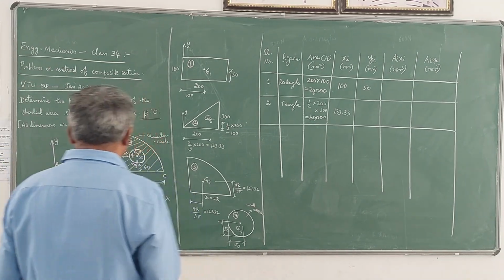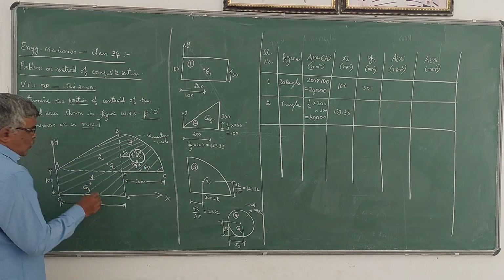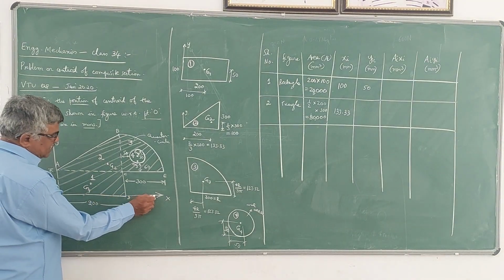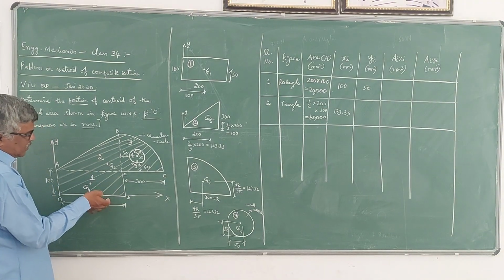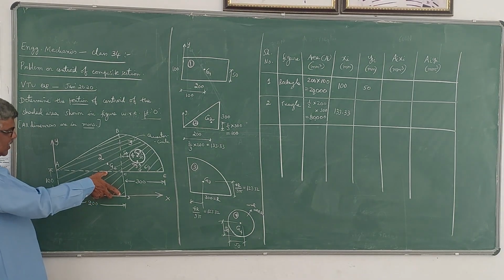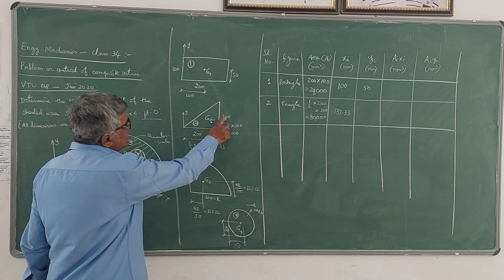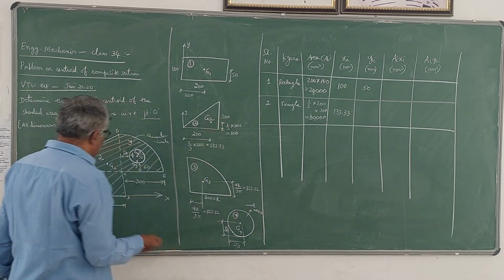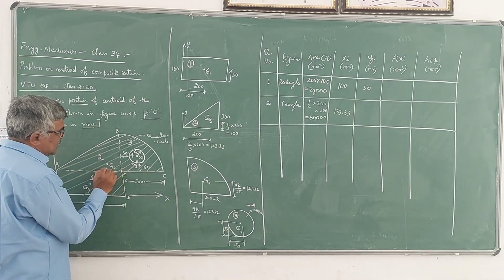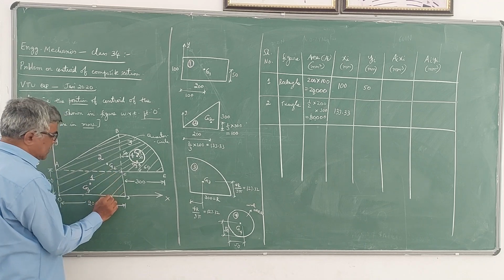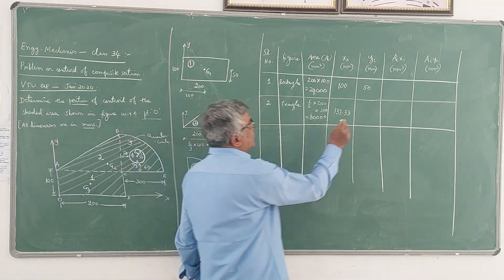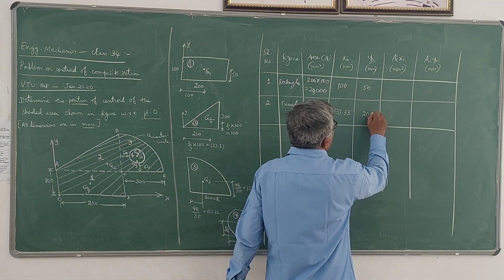So then yi is the vertical distance, that is distance from x axis to G2. So here you should be careful. This distance you have to take 100 plus this distance. So that distance is 100 here. So from this edge here it is 100. So 100 plus 100, so it becomes 200. 200 mm is the y distance.